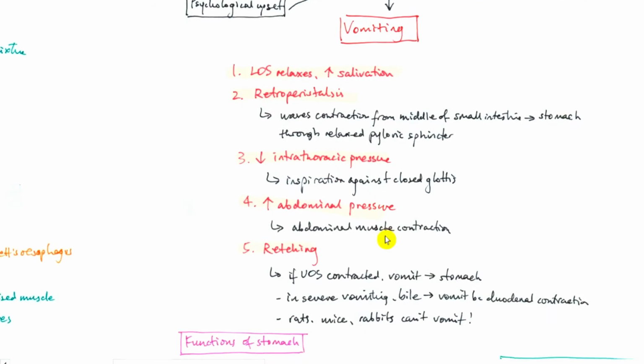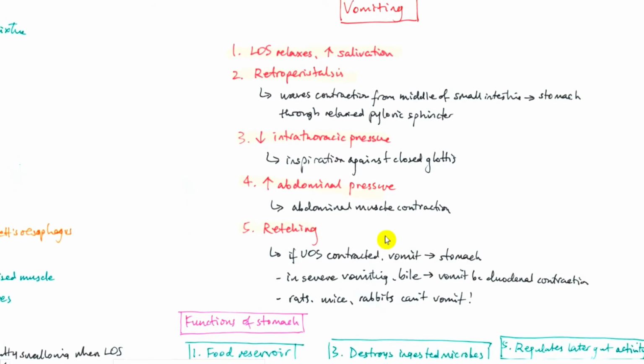There's 5 things which happen when you vomit. Firstly, the lower esophageal sphincter relaxes and you increase salivation to help buffer for the contents that are potentially coming out. Number 2, there's retroperistalsis. So this is peristalsis not in the anal direction, but in the oral direction, in the opposite direction. Waves of contraction from the middle of the small intestine propel to the stomach and through the relaxed pyloric sphincter.